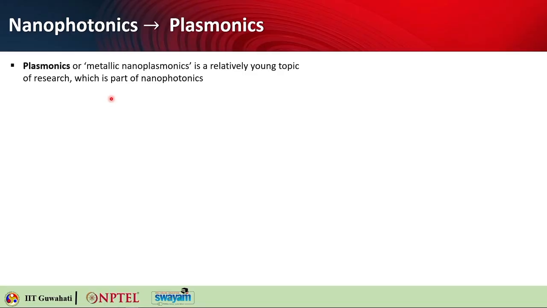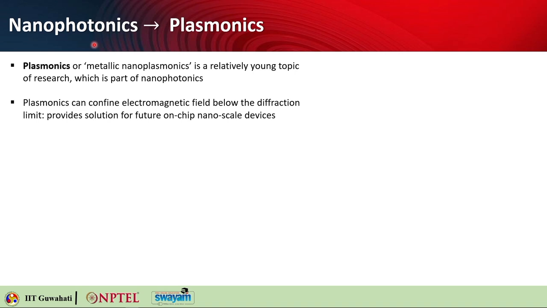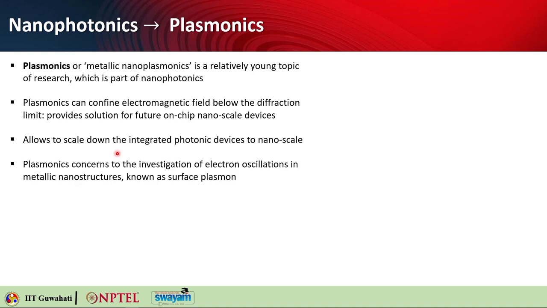So we understood nanophotonics, and now what is plasmonics. If you say plasmonics, you can also call it metallic nanoplasmonics. They are more or less used interchangeably. This is a relatively young branch of research, and as you understand, this is a part of nanophotonics. Plasmonics can confine the electromagnetic field below the diffraction limit. This is where the good thing is, and it provides a solution for future on-chip nanoscale devices. It allows us to scale down integrated photonic devices to nanoscale. So the miniaturization is possible here.